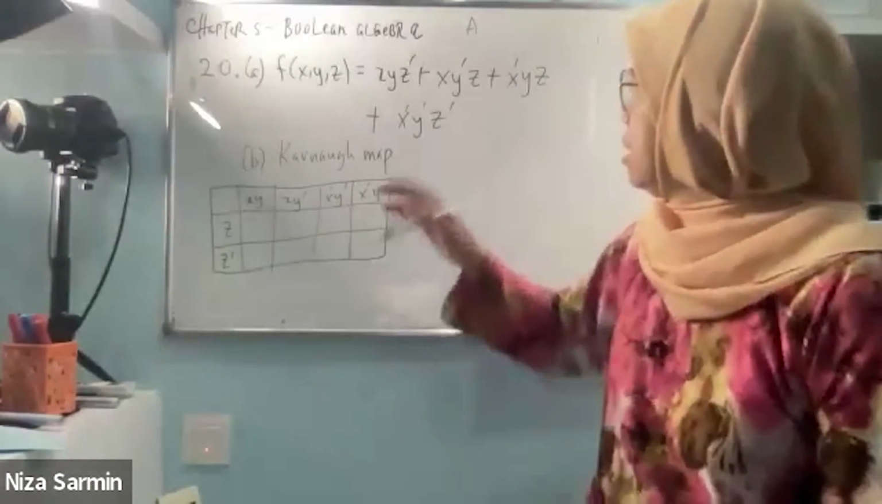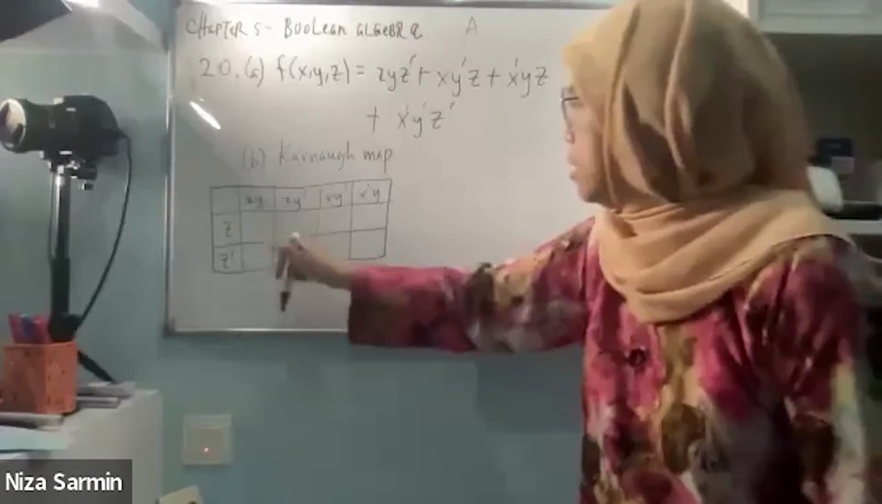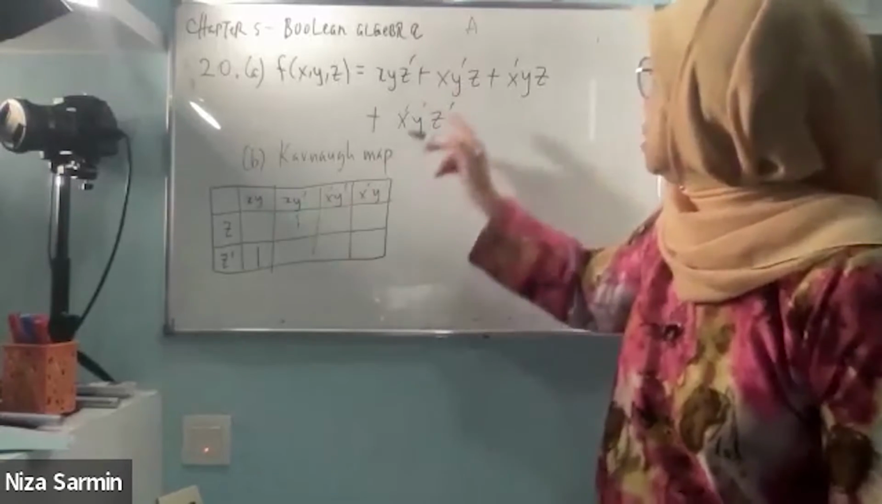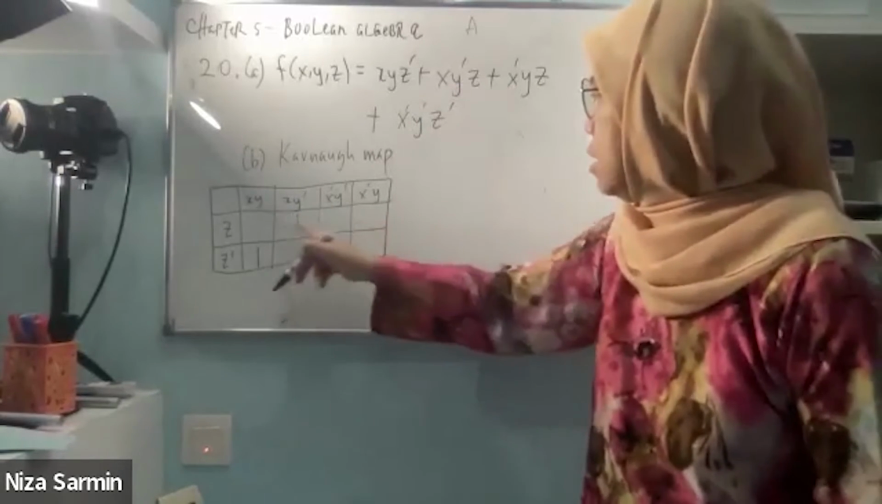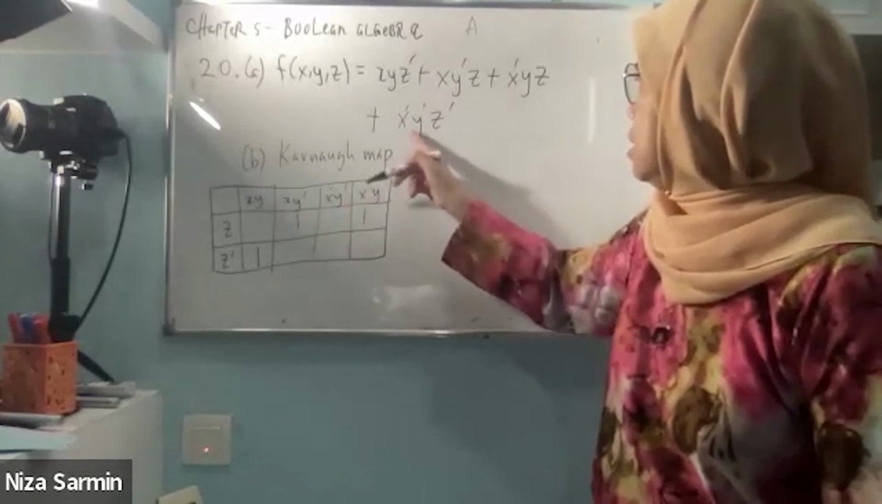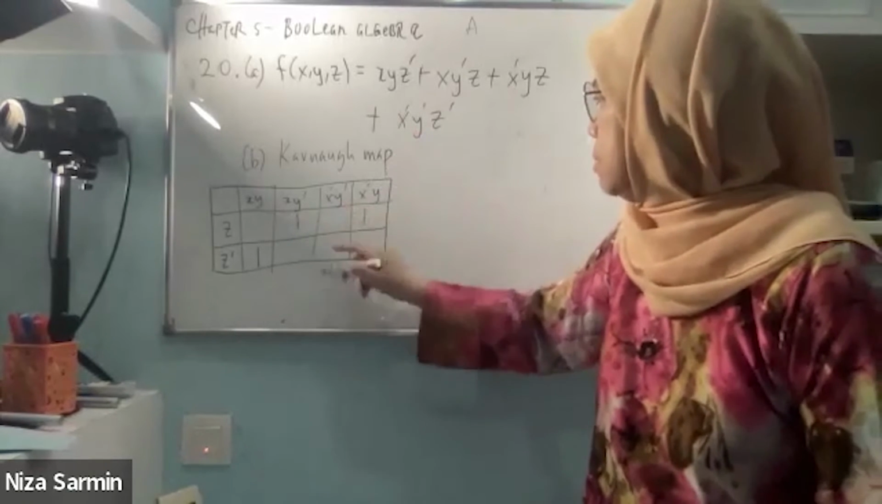And then you fill in, so X, Y, Z prime here, X, Y prime, Z here, X prime, Y, Z here, X prime, Y prime, Z prime here.